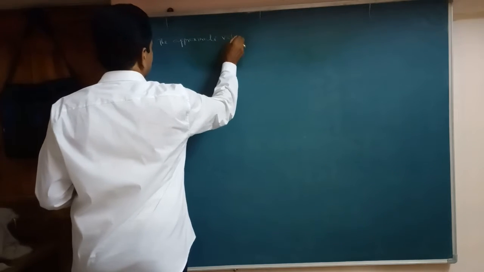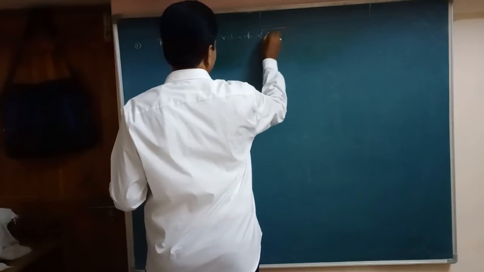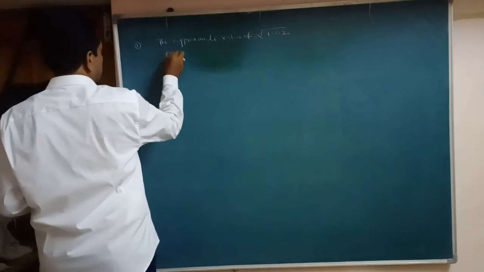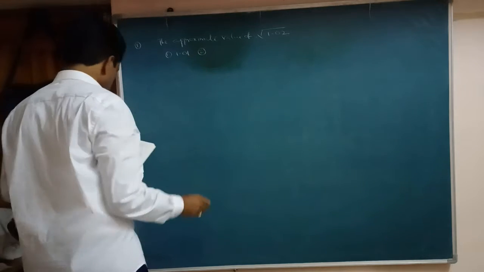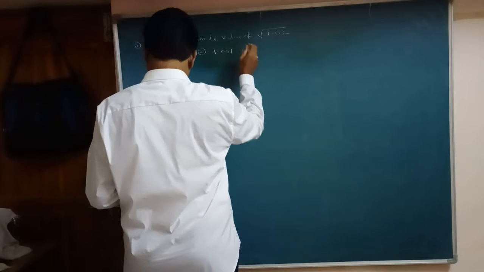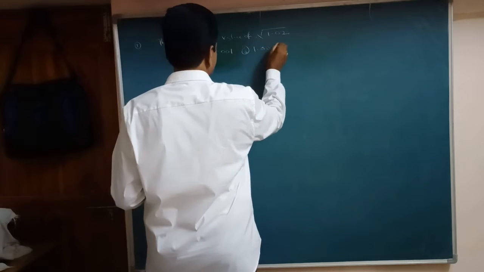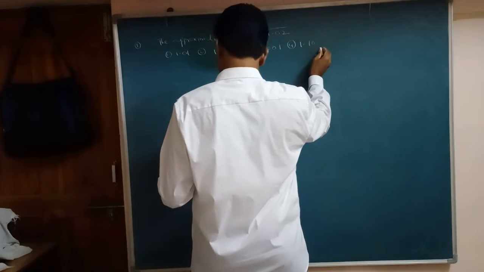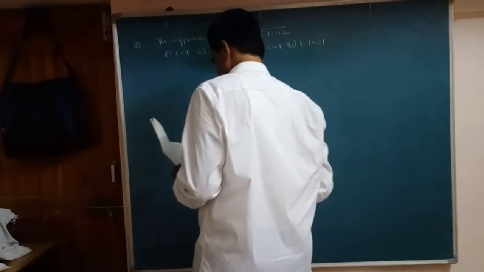The approximate value of square root of 1.02. First option 1.01, second one 1.001, third one 1.0001 and fourth one 1.1100.